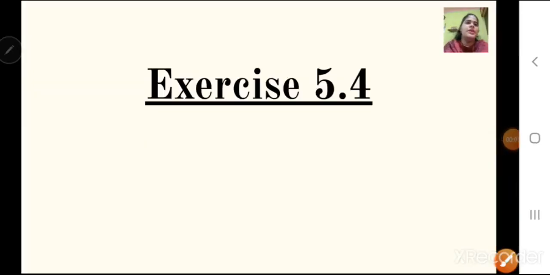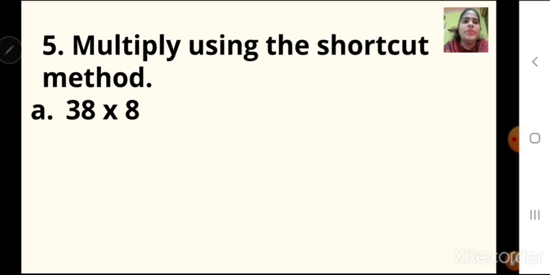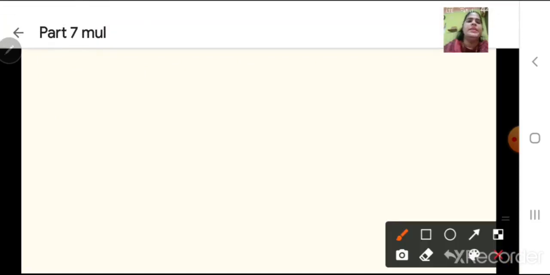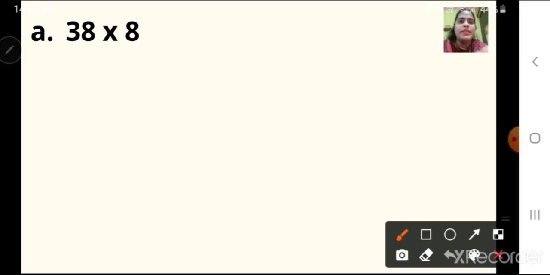Okay children. So children, let us continue with our exercise 5.4. Our last question is remaining. Question number 5. Multiply using the shortcut method. Okay. A1. 38 multiplied by 8. Now, 38 multiplied by 8. The first step is to expand the number 38. Correct. So, 38 is equal to 30 plus 8.